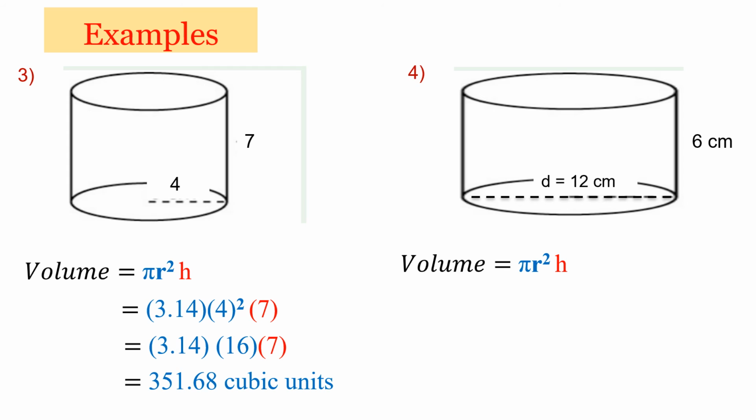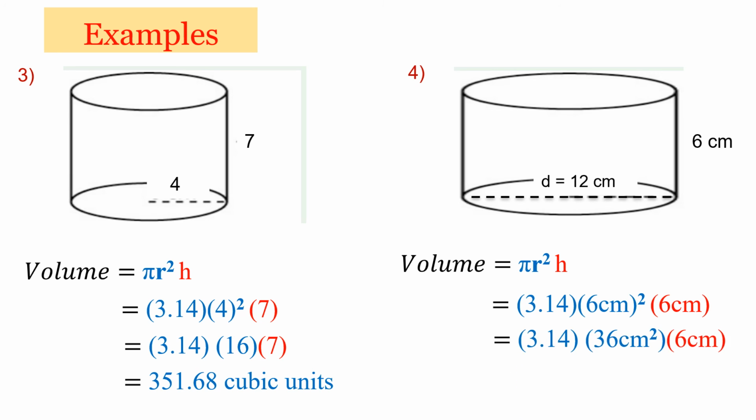Then we move on to the last example. Since the diameter is given, we need to divide it by 2 to determine the radius. So the radius here is equal to 6 centimeters because 12 divided by 2 is 6. And then we substitute all the values, including your height and pi. And then we have the r squared, so it is equal to 36 square centimeters times 6 times 3.14. It is equal to 678.24 cubic centimeters.